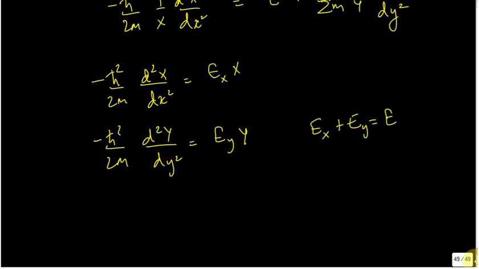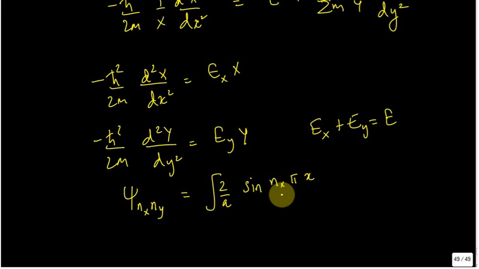Okay, first let's write the solutions because we know that. The solutions would be square root 2 by L sine of, okay, so psi, let me introduce these two quantum numbers nx and ny, is equal to root 2 by A in this case, sine of nx pi x by A, another root 2 by B, sine of ny pi y by B. Yes? That's the solution to the two equations, and then I multiply that.